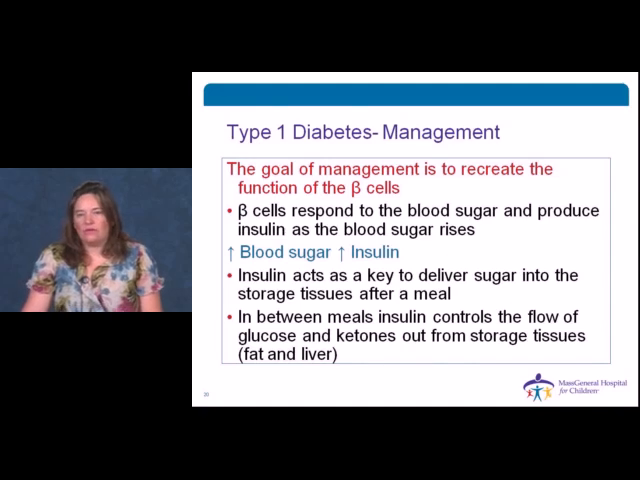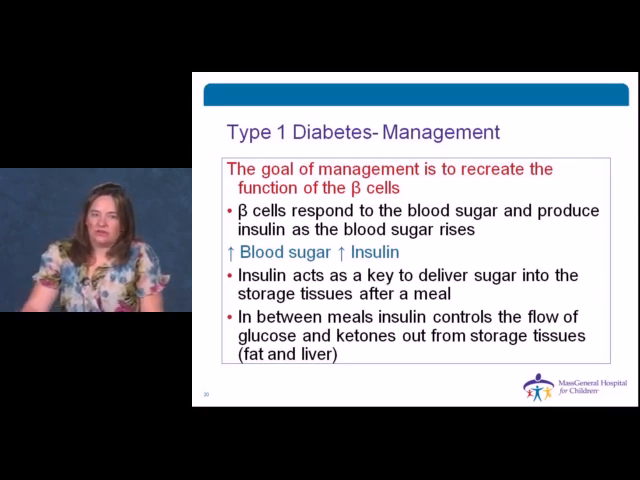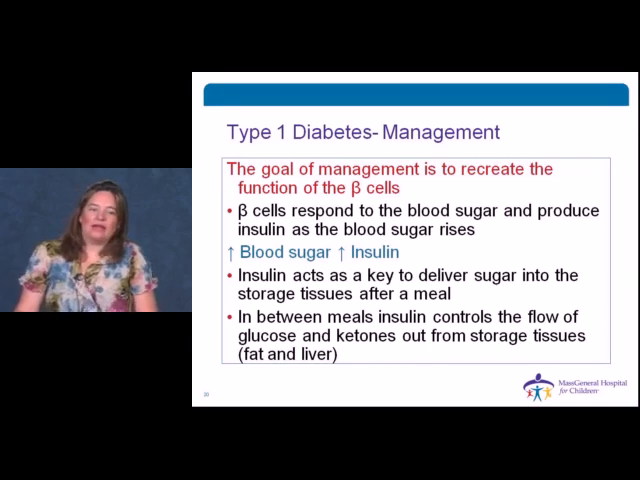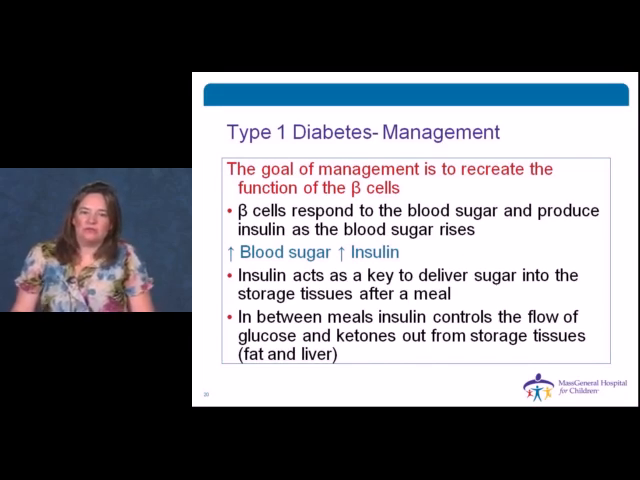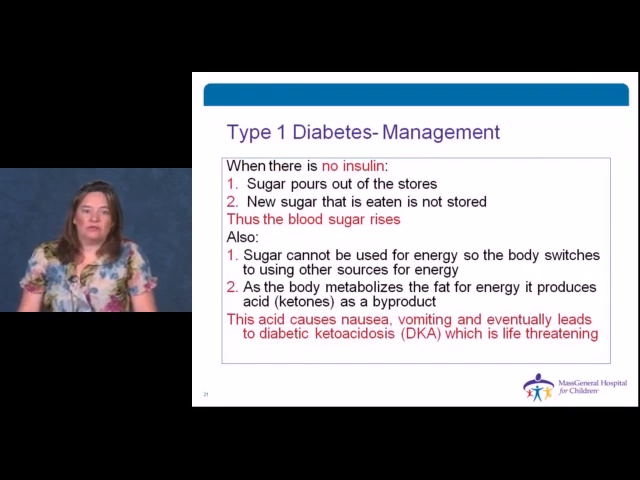So the goal in our management is to basically recreate those beta cells that have been lost. And what does the beta cell do? The beta cell responds to the blood sugar and produces insulin as the blood sugar rises. And insulin acts as a key to deliver sugar into the storage tissues after a meal, but also in between meals, insulin controls the flow of sugar and ketones out of the storage tissues. So when there is no insulin, sugar pours out of the cells.